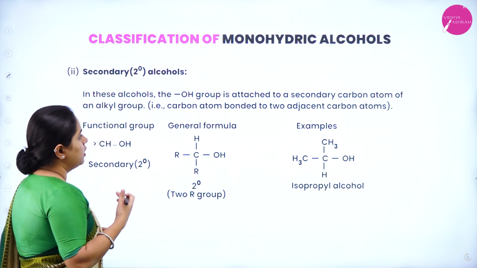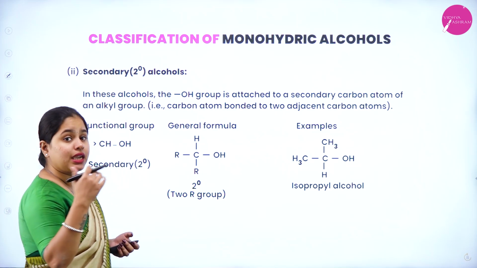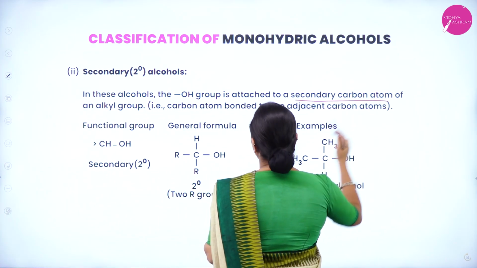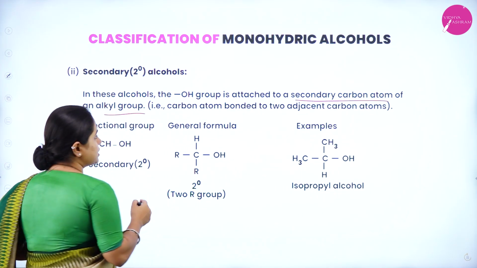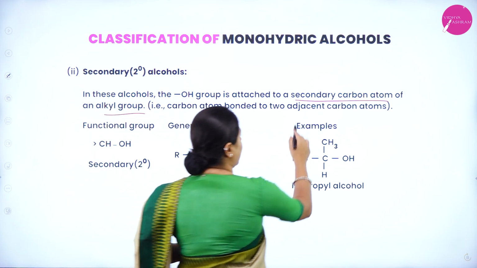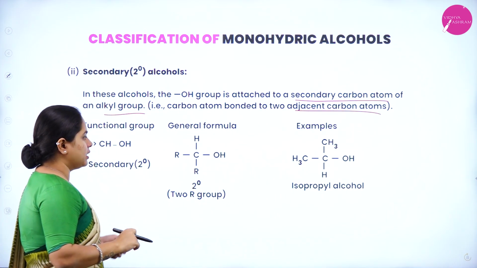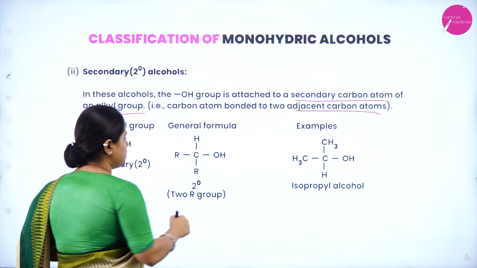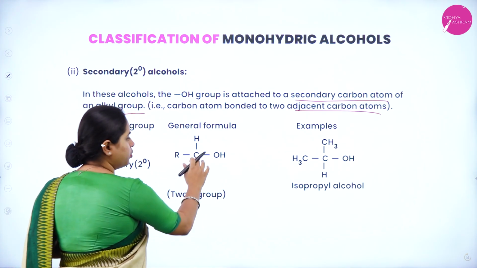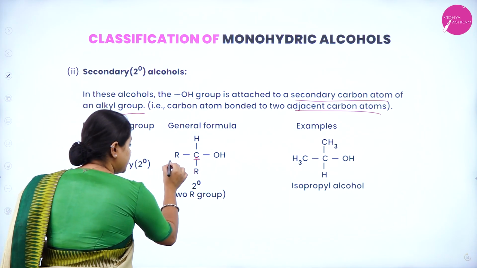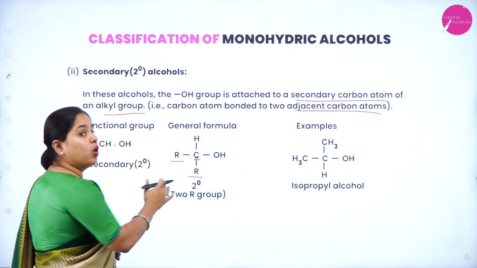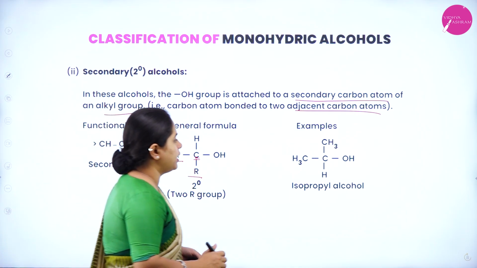In these alcohols, the hydroxyl group is attached to a secondary carbon atom of an alkyl group, that is, a carbon atom bonded to 2 adjacent carbon atoms. So let us take the general formula first. This is the carbon atom to which the hydroxyl group is attached, which is further attached to 2 other carbon atoms, right? You can see an example here.